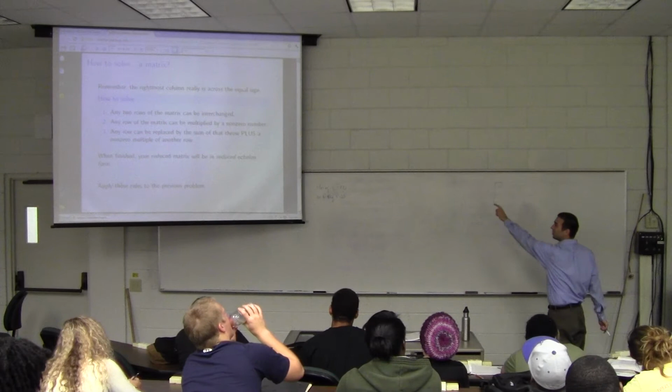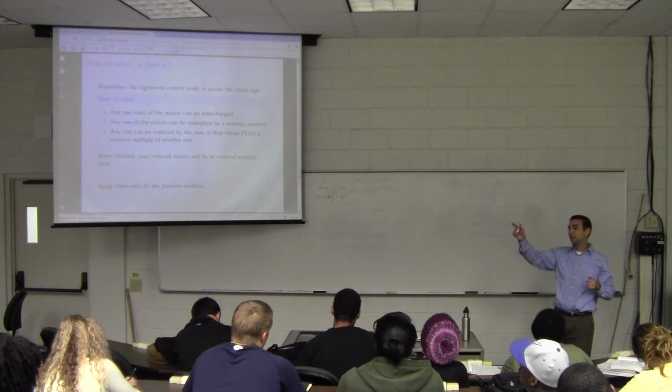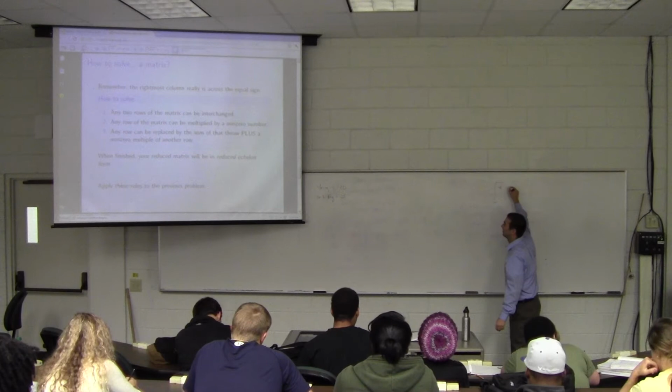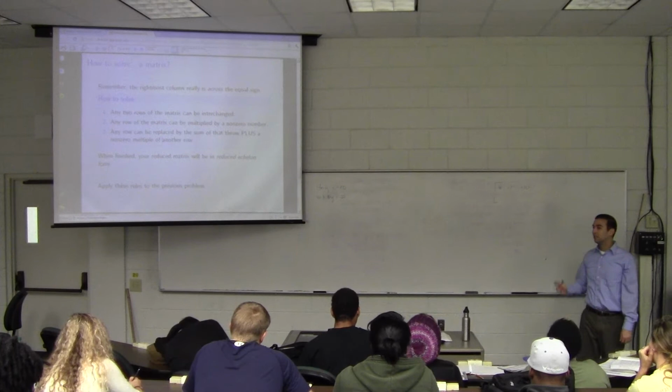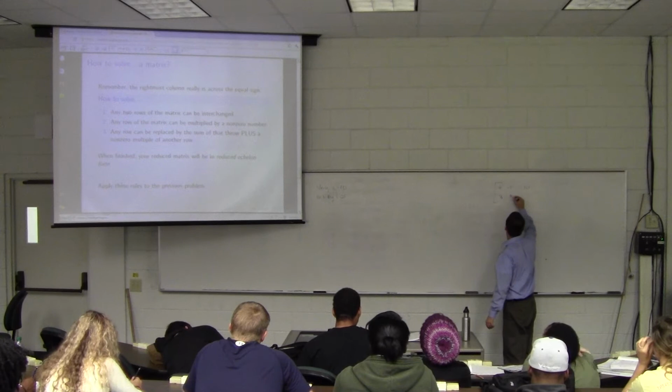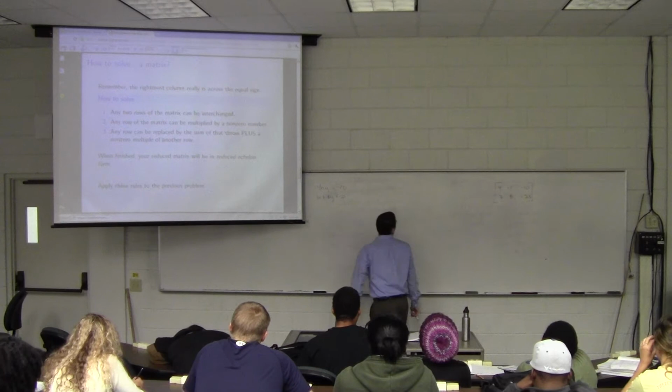What's the top row? Let's say, Alex, what's the top row of this augmented matrix? 4, negative 1, negative 10. Great. DJ, what's the second row? 3, 8, and negative 25. Absolutely.